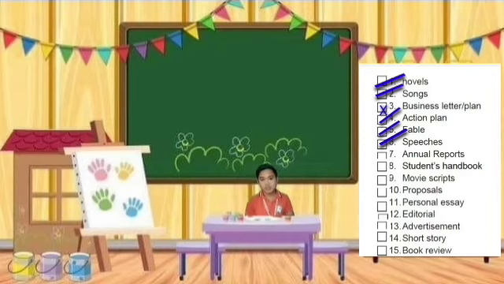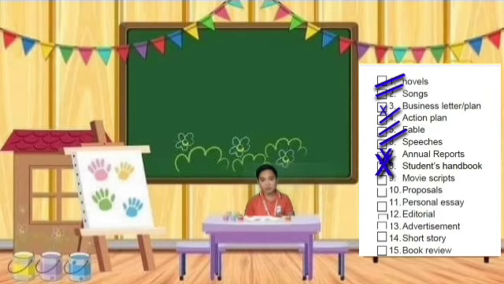Okay, number seven, annual reports. Number seven is an example of creative writing or technical writing? So the answer is, of course, it is technical writing. Okay, example of technical writing. What about number eight? Student's handbook. Okay, number eight is what? Technical writing as well.